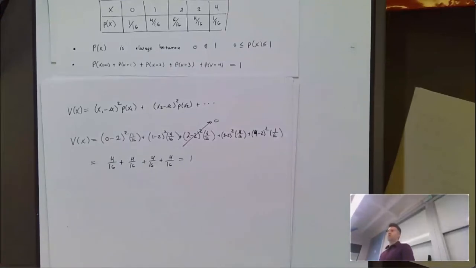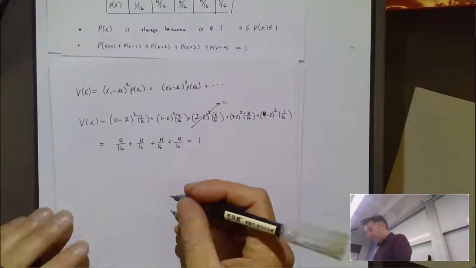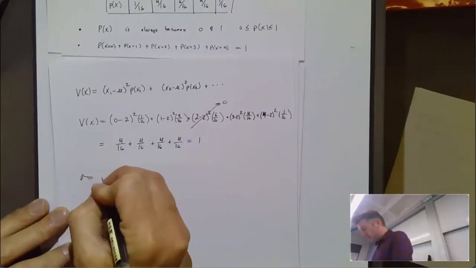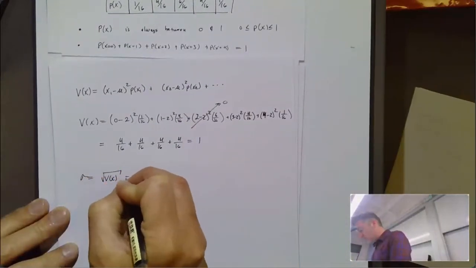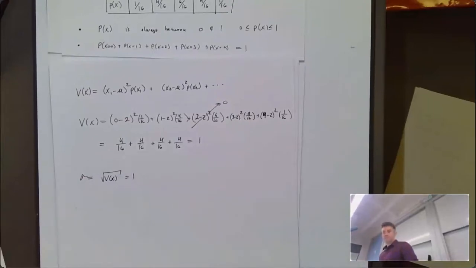Okay, that seems reasonable. If I flip 4 coins, I expect to get 2, but I'm not always going to get 2. My variance is 1, meaning a lot of the time I'm going to get 1 or 3, and maybe occasionally I'll get 0 heads or 4 heads. And then, of course, the standard deviation would just be the square root of the variance, which will also be 1. How exciting.